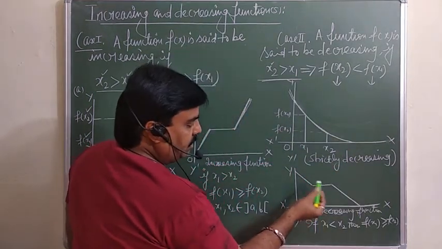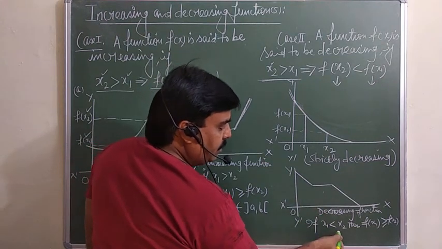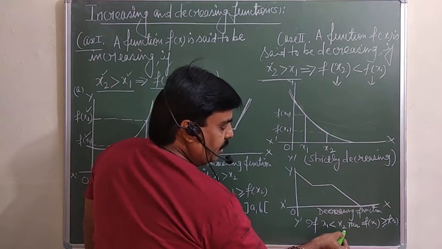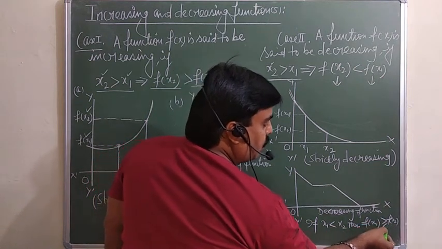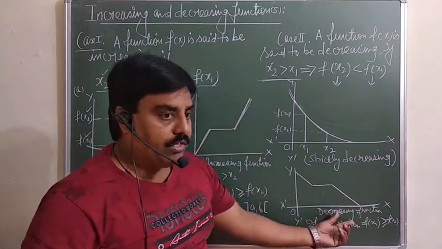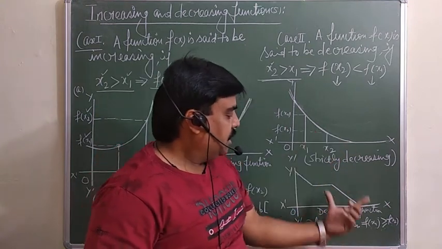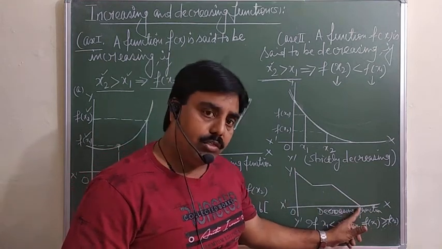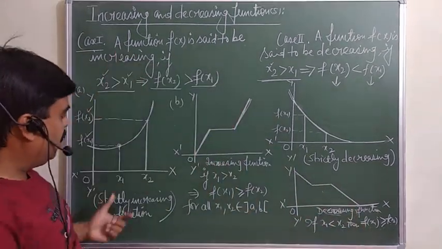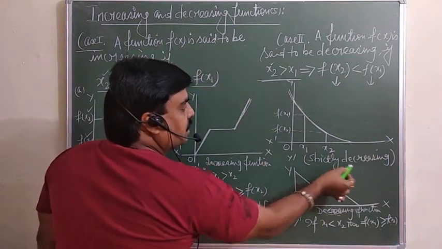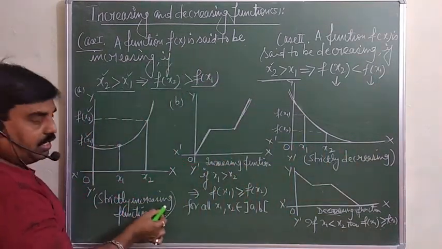Now this one is also decreasing, but with greater than or equal to. If x1 is less than x2, then f(x1) should be greater than or equal to f(x2). Then you can say it is also a decreasing function, but not strictly decreasing. It decreases, then it is constant, then again it decreases. So for strictly, it should strictly increase or strictly decrease. Then only you can say strictly increasing or strictly decreasing.